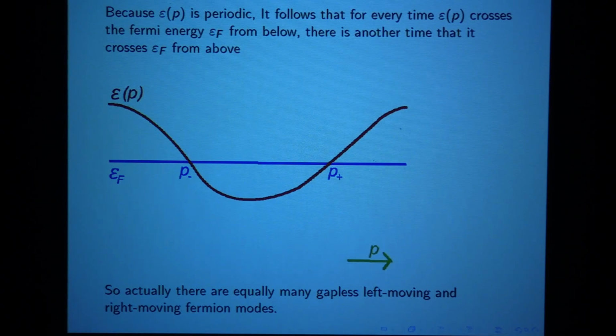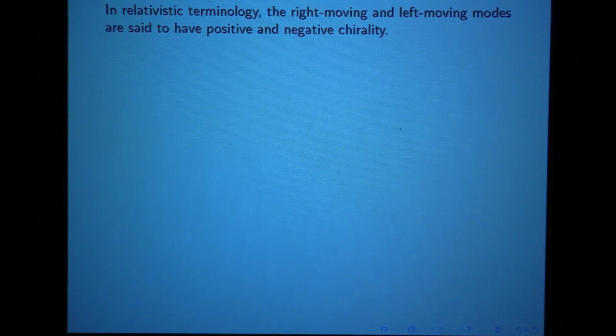So actually, there are equally many gapless left-moving and right-moving modes. The d epsilon dp is positive here, which corresponds to a mode that will travel to the right. It's negative here, which corresponds to a mode that will travel to the left. An elementary topological fact is that a periodic function, epsilon of p, will intersect the Fermi level as many times going up as going down. So there will be equally many right-moving and left-moving modes. In relativistic terminology, the right-moving and left-moving modes are said to have positive and negative chirality.